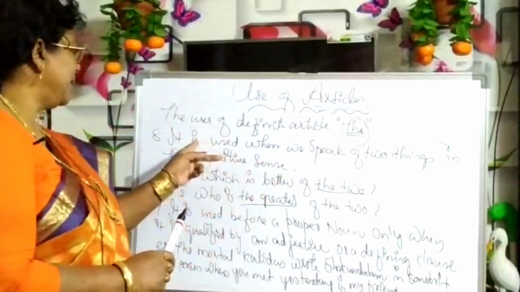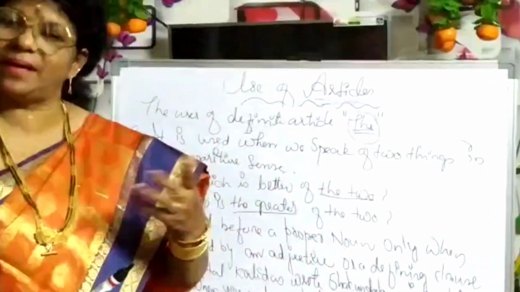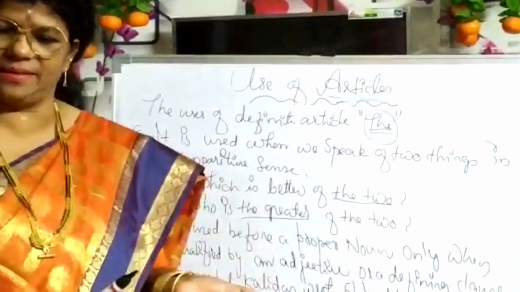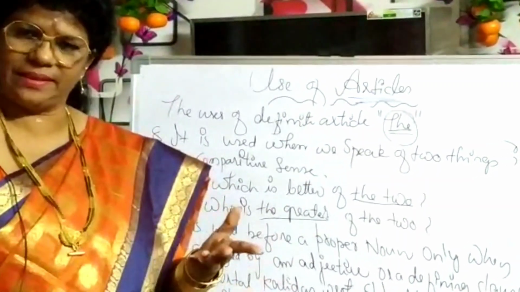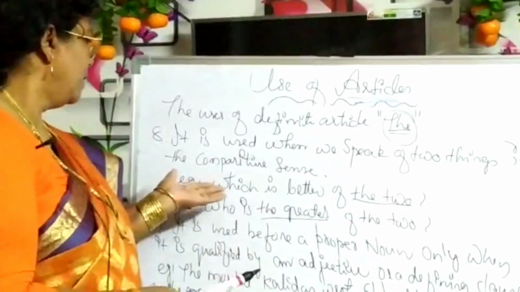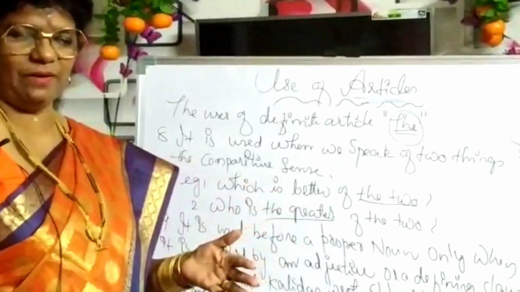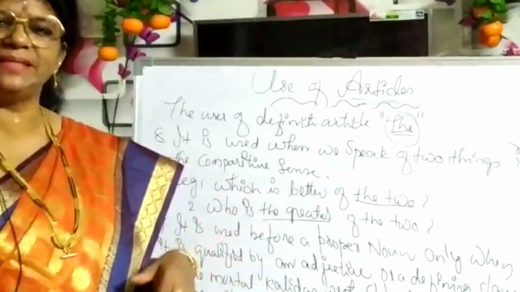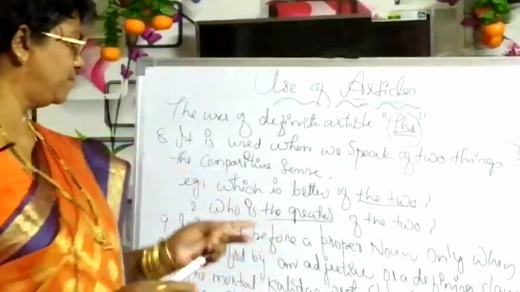Eighth rule. It's used when we speak of two things in a comparative sense. What is comparative degree? We are comparing both things or persons. Example, which is better of the two? Will we ask best of the two? Best means superlative. There is no comparison. That is the supermost.